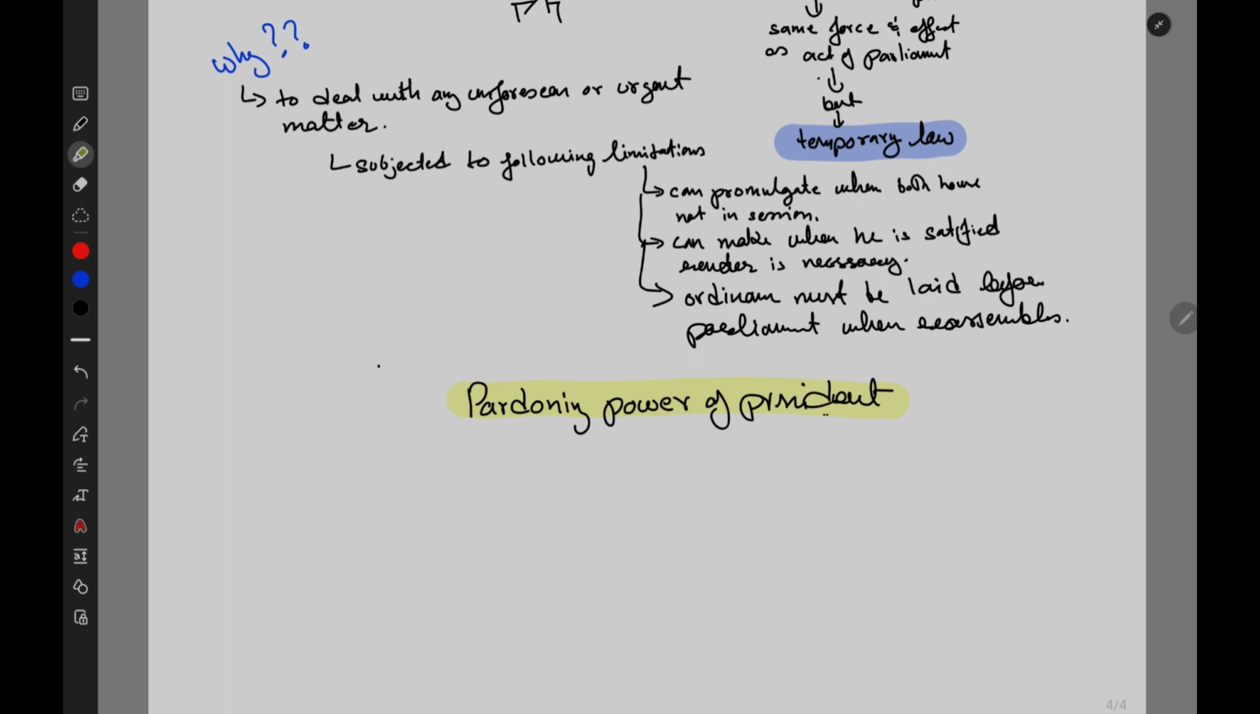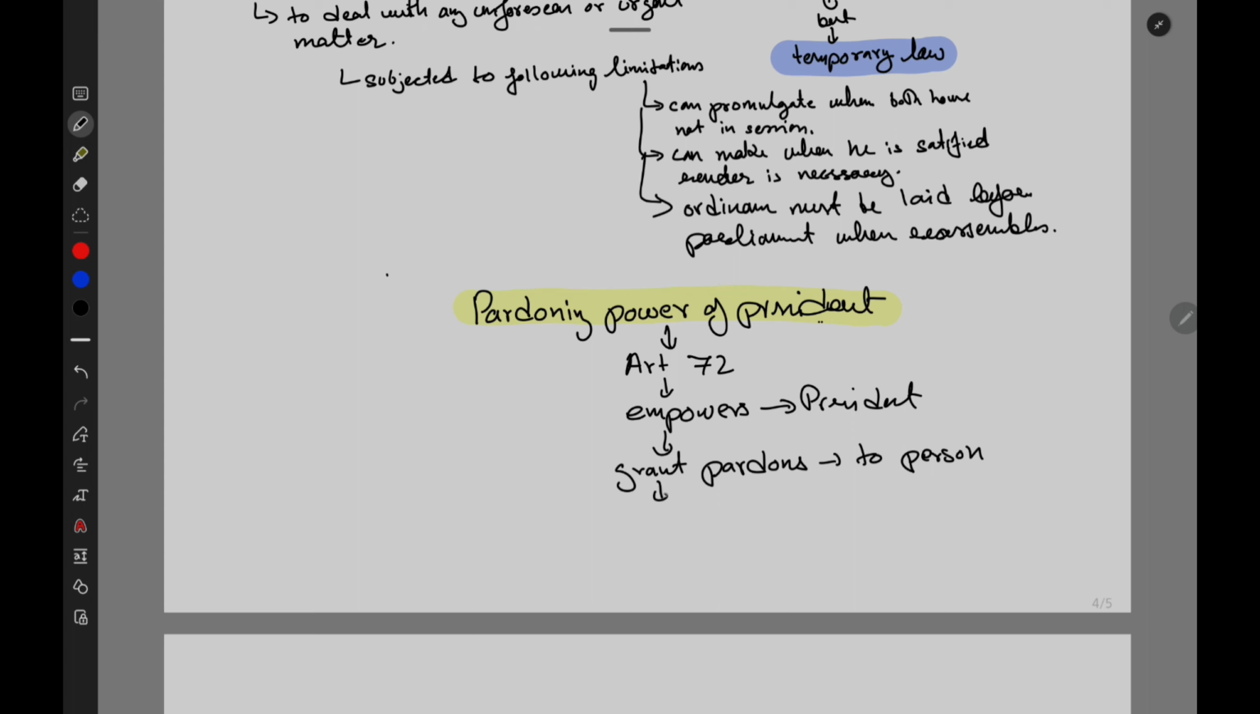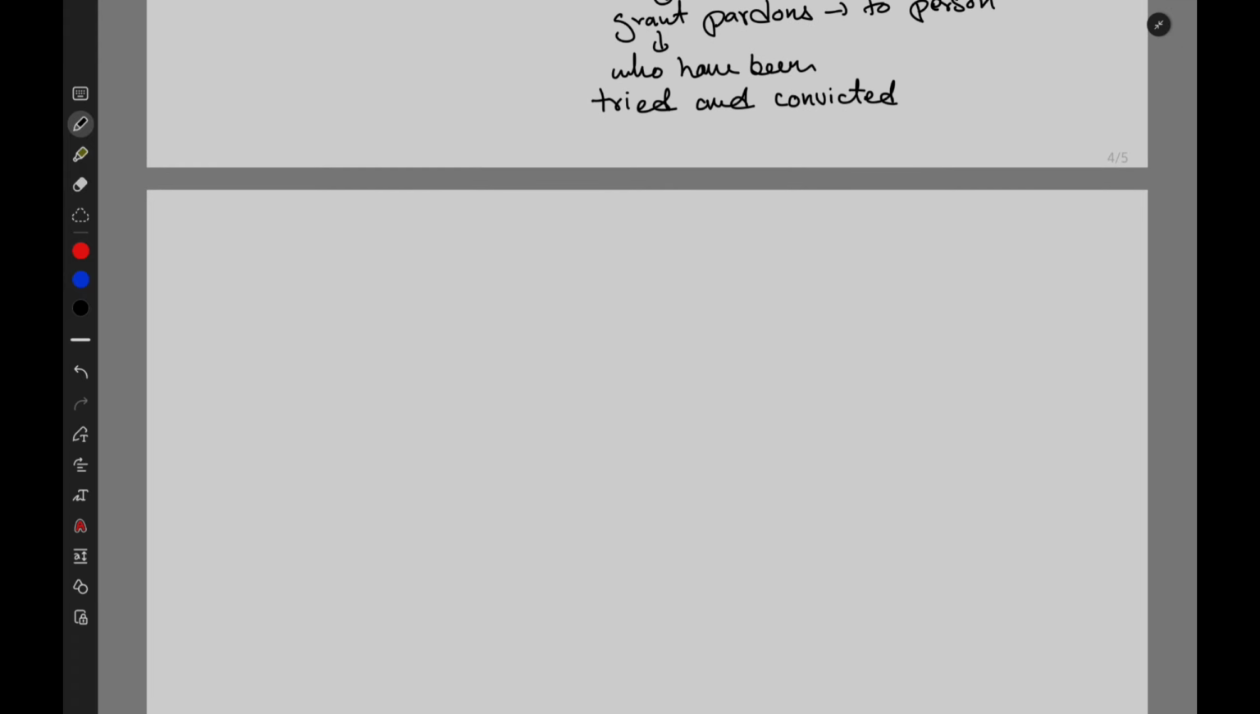Now, pardoning power of the president. So what is the pardoning power of the president? Pardoning means pardoning the conviction. It is dealt with under Article 72, which empowers the president to grant pardons to persons who have been tried and convicted by a court of law. So what are the various pardoning powers of the president?